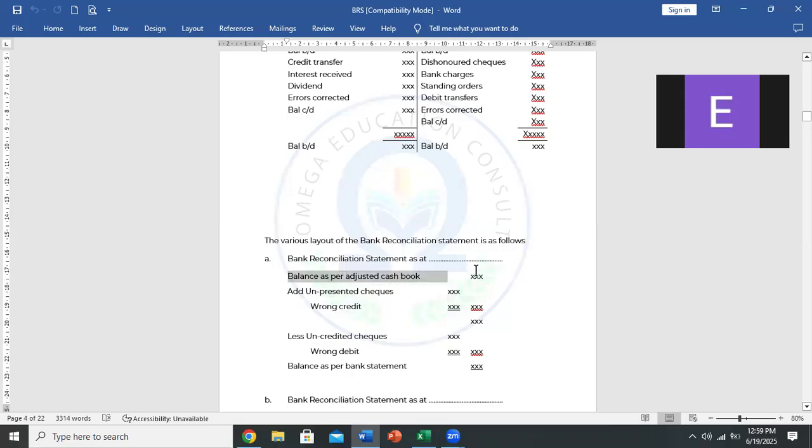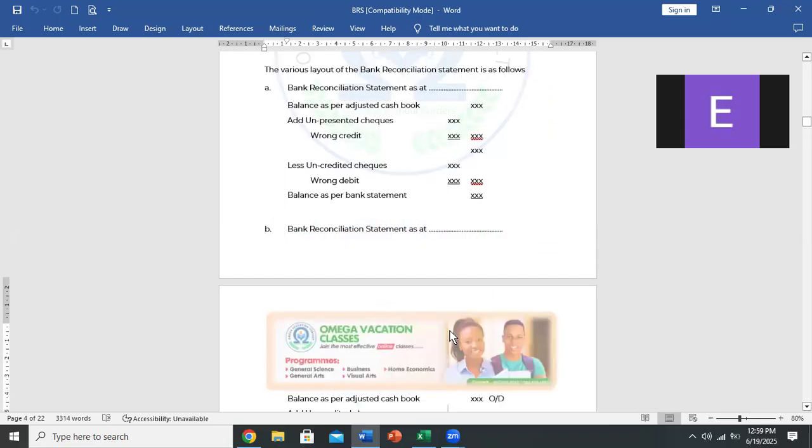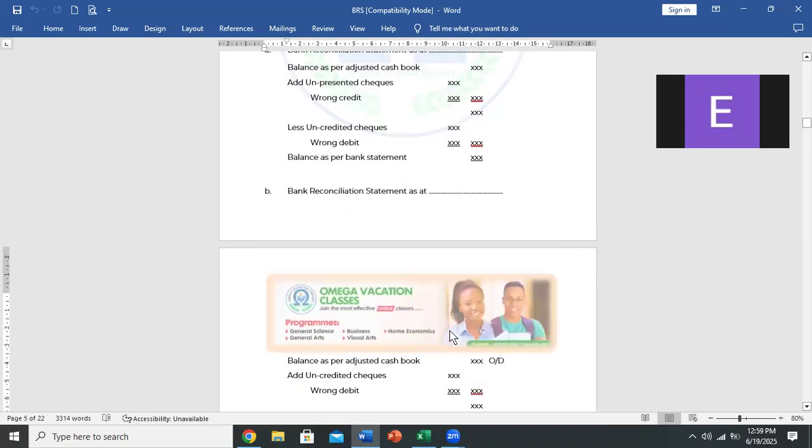Okay. I also spoke about if it is an overdraft, then the format will change. If the balance per the cash book is an overdraft, which is negative, then you reverse it. This time you add the uncredited checks and less the unpresented checks. So it's very simple. When you learn the format, you can manipulate it. Okay. If it is positive, we add unpresented checks. If it is negative, we do what? We less unpresented checks. Right.